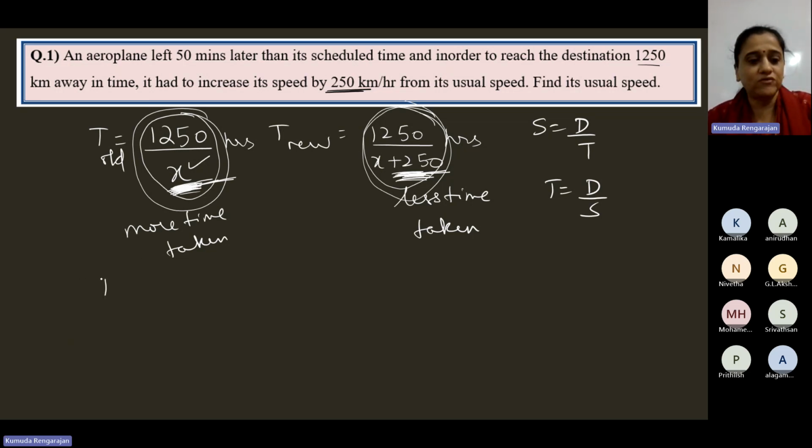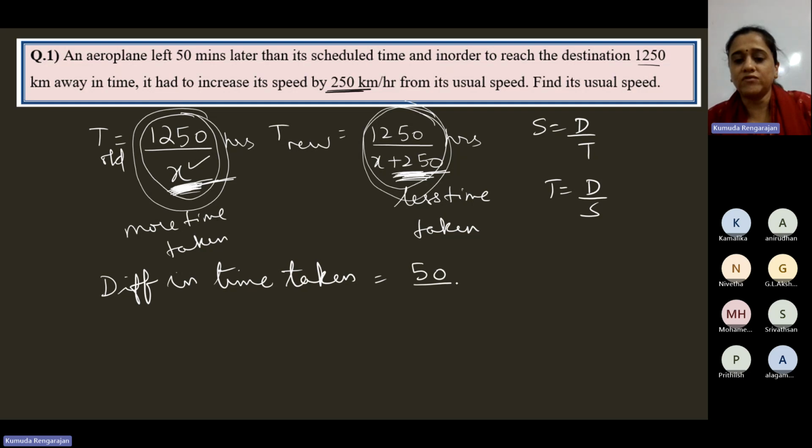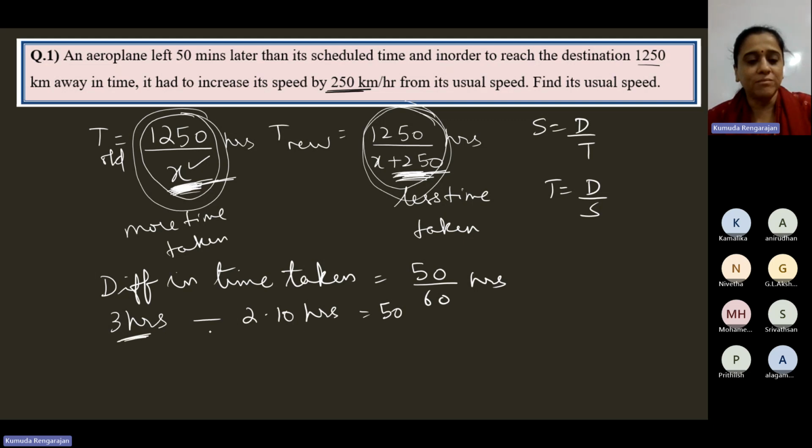The equation in words is: difference in time taken is equal to 50 minutes, or 50 by 60 hours. So how do you write the difference in time taken? It actually takes 3 hours, but it takes only 2 hours and 10 minutes. This difference is 50 minutes. So more time taken minus less time taken is equal to 50 minutes.